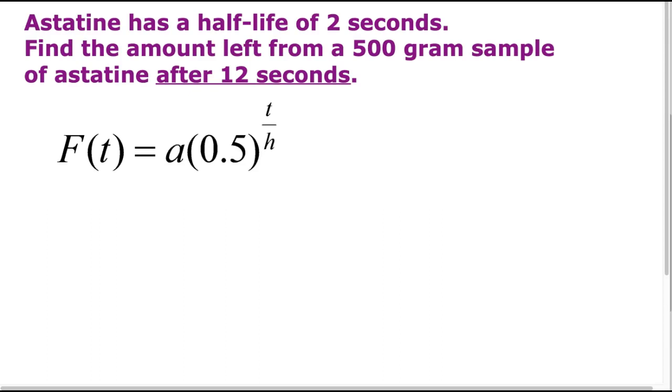6 times, right? So that's why you just don't take it to the 12th power. You take it to the 12 over 2 power, because it's going to chop in half 6 times, not 12, because it has a half-life of 2 years. So that's why we have this 1 over h or t over h part. It makes a little more sense when you have actual values in there.